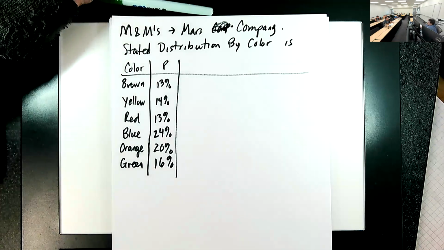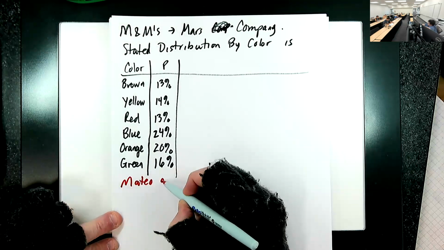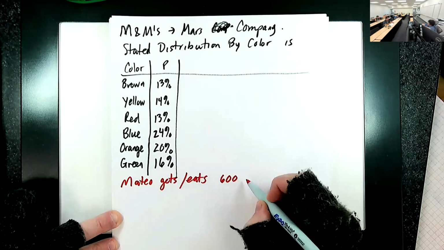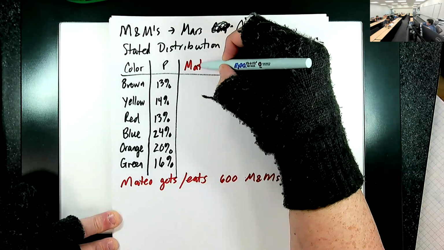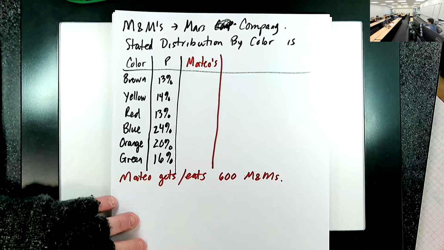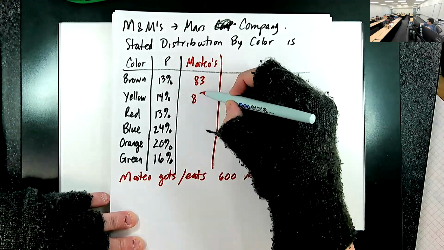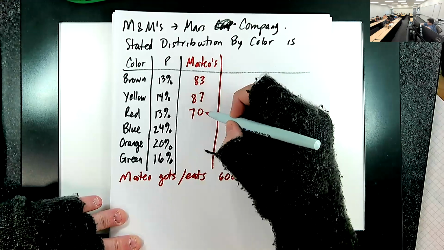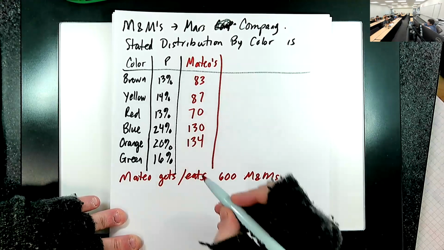Mateo gets 600 M&Ms, and eventually eats 600 M&Ms, but not until he does the colors. So Mateo's M&Ms are going to get their own count. They're going to get their own column. He's found 83 brown M&Ms. He found 87 yellow M&Ms. He found 70 red M&Ms. There were 130 blue, 134 orange, and 96 green.